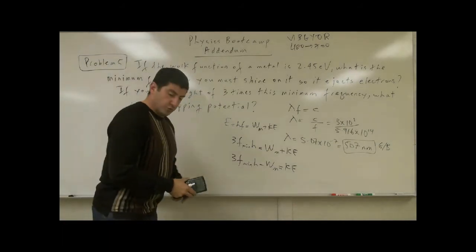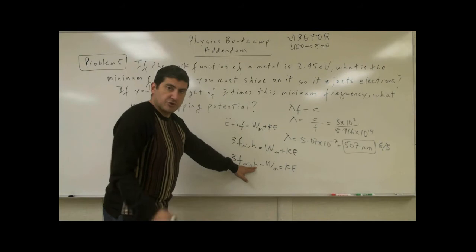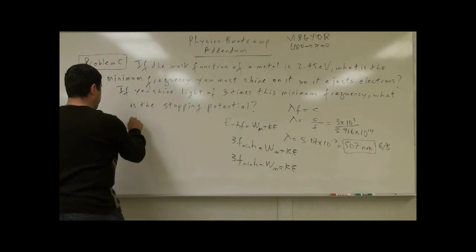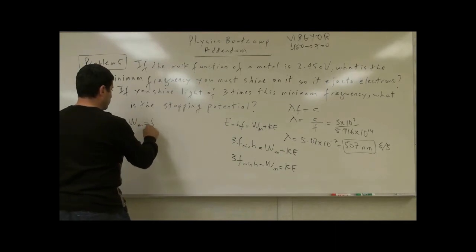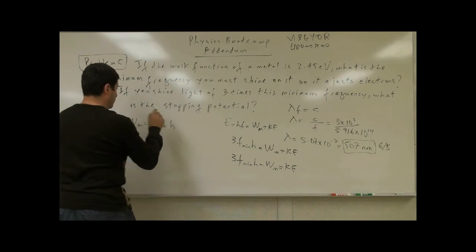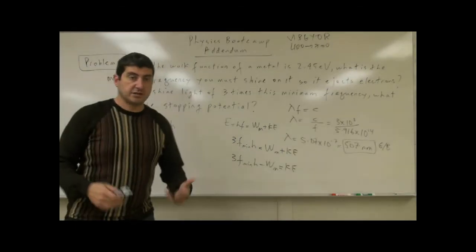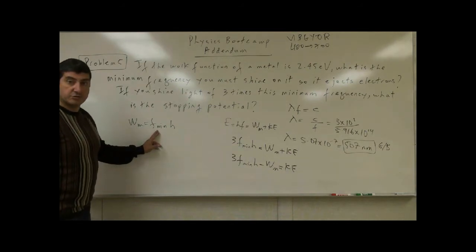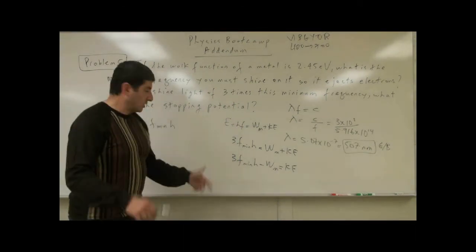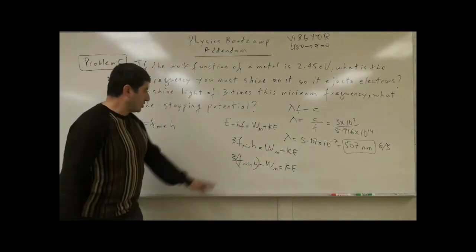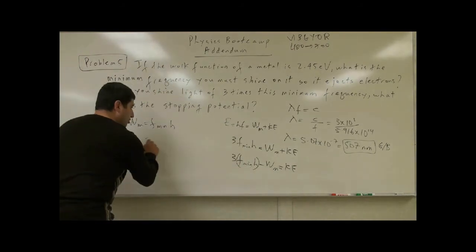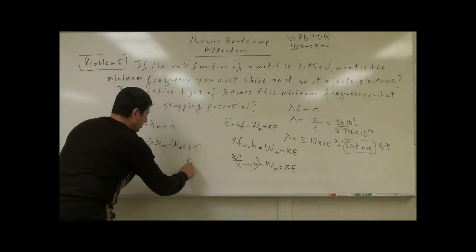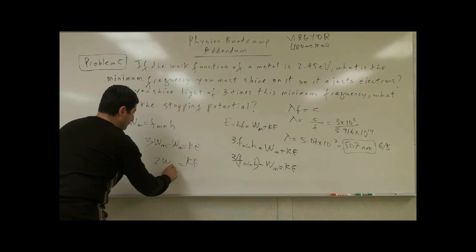Well, what we do know is that f min times h, how did we even get f min, right? f min times h was equal to the work function. The way that we got f min was that we set f min h equal to the work function, and then we got our minimum frequency, right? In order to do this quicker, we can just say f min h is equal to Wm. So we have 3 Wm minus Wm equals the kinetic energy. So the kinetic energy equals 2 Wm.